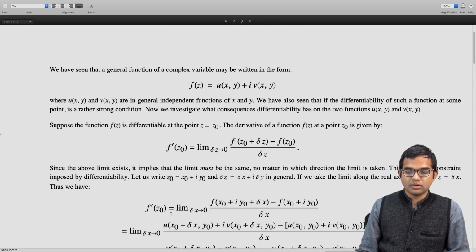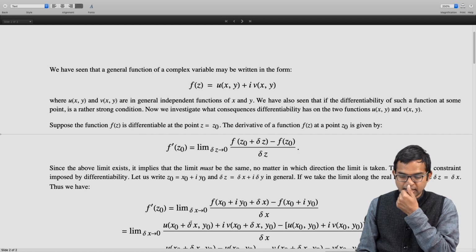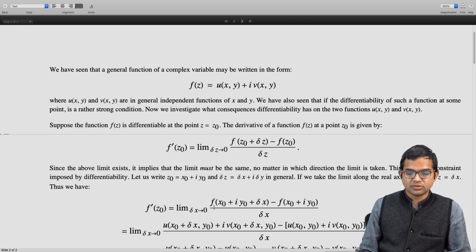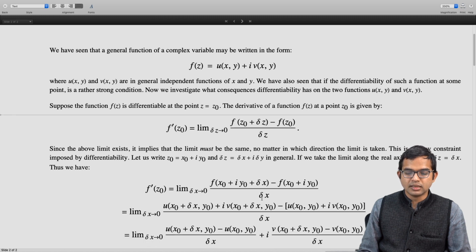But we know that this function is the same as u of x0 plus delta x, comma y0, plus I times v of x0 plus delta x comma y0, minus, I'm just expanding out this function and writing it in terms of u's and v's, u of x0 comma y0 plus I times v of x0 comma y0. So the whole thing has to be divided by delta x, and so this is equal to u of x0 plus delta x comma y0 minus u of x0 comma y0, the whole thing divided by delta x, plus I times v of x0 plus delta x comma y0 minus v of x0 comma y0 divided by delta x.